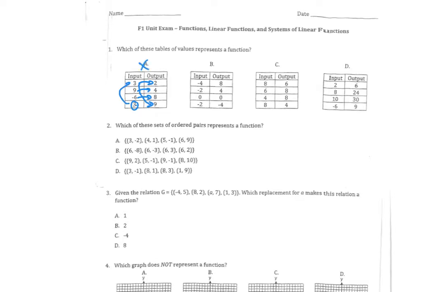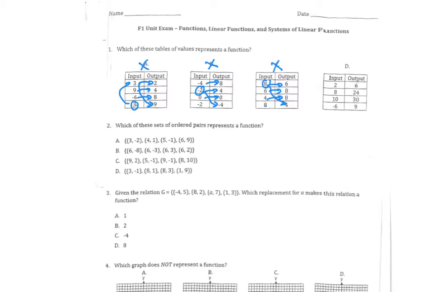All right, for B, we have -4 has 8, -2 has 4, 0 has 0, and we have -2 again. We really have -2 here, so -2 has two outputs, 4 and -4, and therefore B is wrong. For C, the same thing. We have 8 has 6, 6 has 8, 4 has 8, and 8 has 4. And we already have 8 here, which has 6, and has two outputs. So that's why C is wrong.